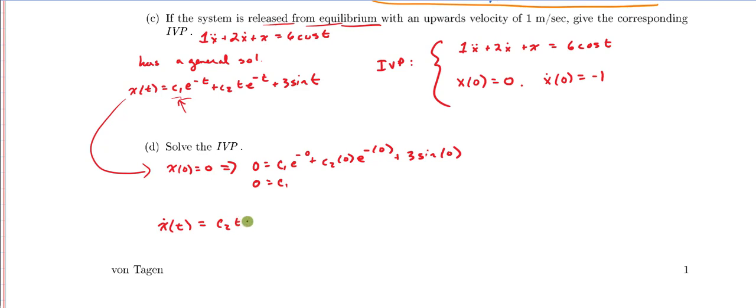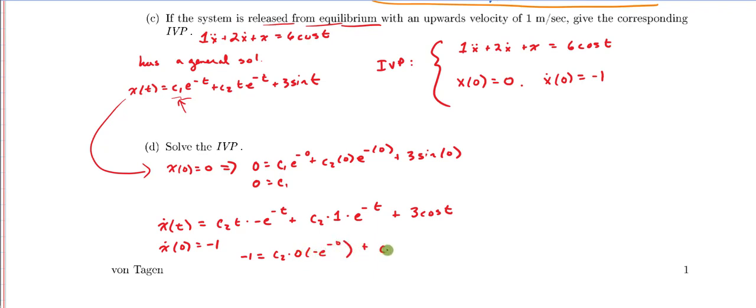In this case, I'll have to do a product rule here. Here's the first times the derivative of the second plus the second times the derivative of the first. So it would be c2 times 1 times e to the minus t plus 3 cosine t, taking the derivative of that third term. So then we're told that x prime of 0 equals negative 1. So we have that negative 1 is equal to c2 times 0 e to the, let's see, actually there's a negative sign there. It's not going to matter, but negative e to the minus 0 plus c2 times 1 times e to the minus 0 plus 3 cosine of 0.